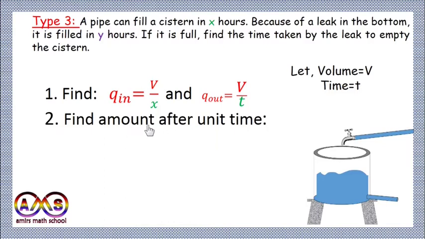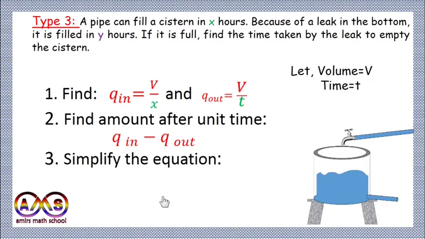Now find the amount after unit time, that is Q in minus Q out. One pipe is for flow in and one leak for flow out. Now simplify the final equation, that is Y into Q in minus Q out is equal to V. Here the required time, that is total time, is Y hours, because when the leak and the pipe both are open, it requires Y hours to fill the full tank. That's why the total required time here is Y.